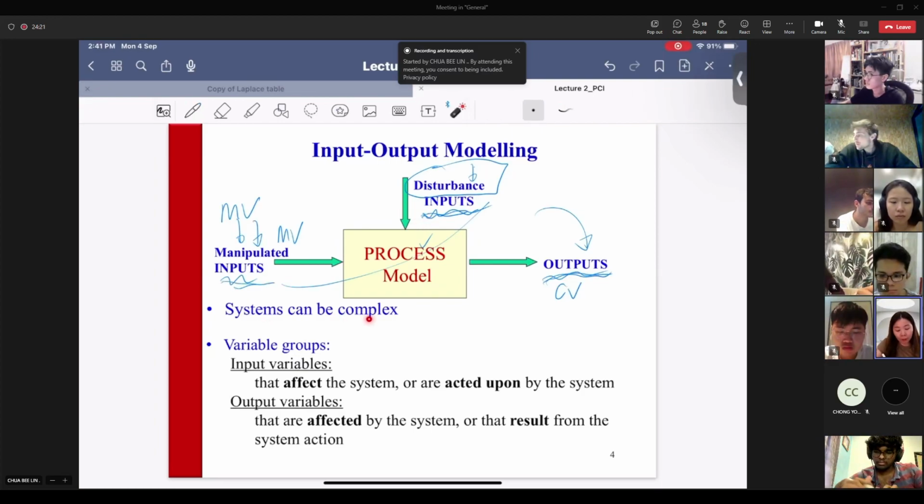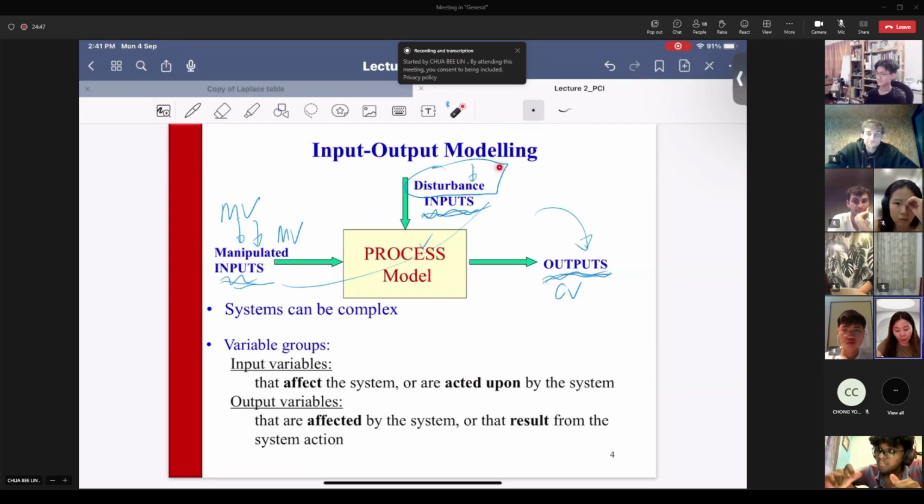So a system can be very complex. That's why we simplify the process with assumptions, like for example, no heat loss to the surroundings, and no convection. So you will have a lot of assumptions to simplify the model. Okay, variable groups. Inputs are anything that affects the system or is acted upon by the system, like the manipulated variable and the disturbance variable. So these two are the inputs.